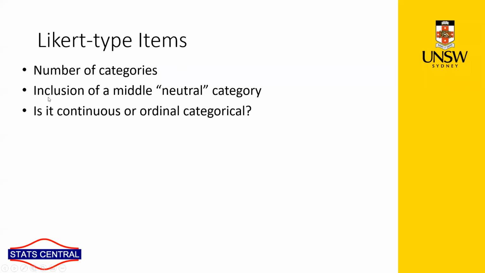You can also decide whether or not the inclusion of a middle neutral category is a good idea or not, based on some advantages or disadvantages of either choice. And then also, once you've gotten the data from a Likert scale, you have to decide, is it continuous or ordinal categorical type data? And that has big implications for the types of data analysis that you could do at the end.